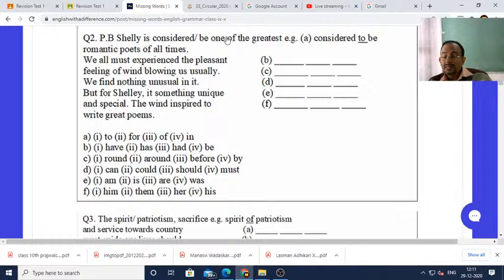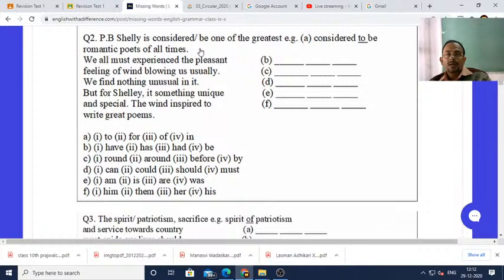Romantic poets here refers to a group of poets, always remember, who belong to the romantic movement in English poetry, or English literature. It means that all the poets like P.B. Shelley, John Keats, William Wordsworth, and Samuel Taylor Coleridge all joined in this romantic movement in literature, in which the poet used to write about nature, number one.